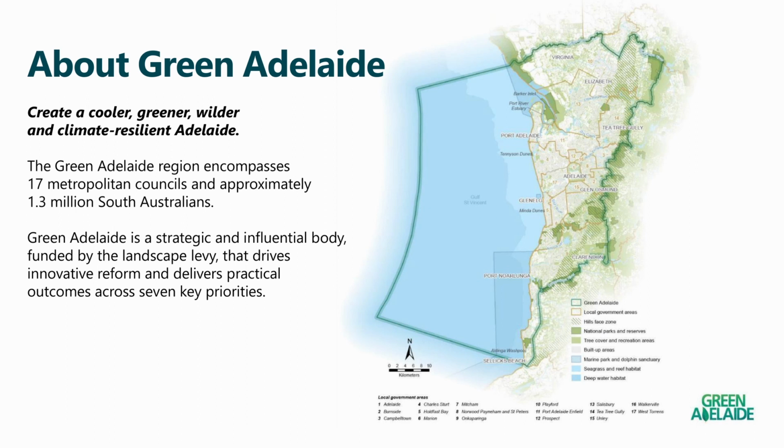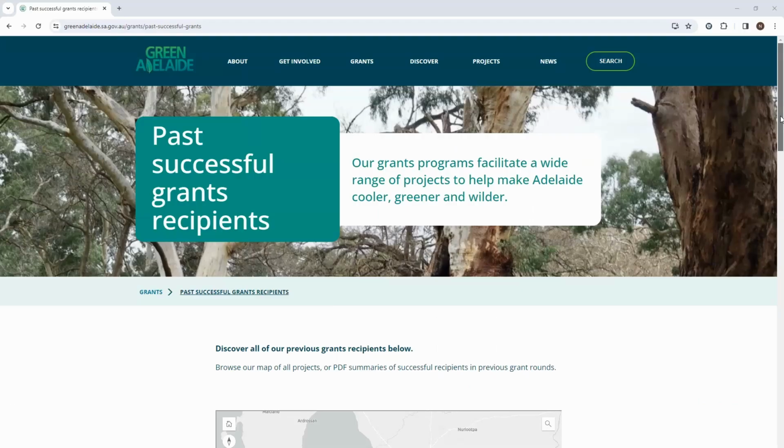If it turns out your project site is right on the boundary of our region, there is a little bit of scope for you to encroach into the adjacent landscape board region. If that's the case, get in touch with us and we can advise you further. To help you confirm that your project site is within the Green Adelaide region, on the grants page of our website, we have an interactive map that you can use.